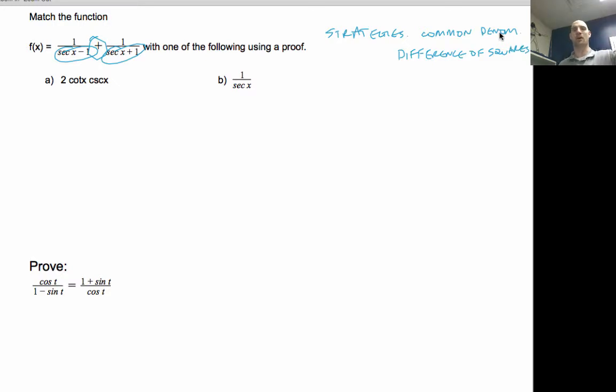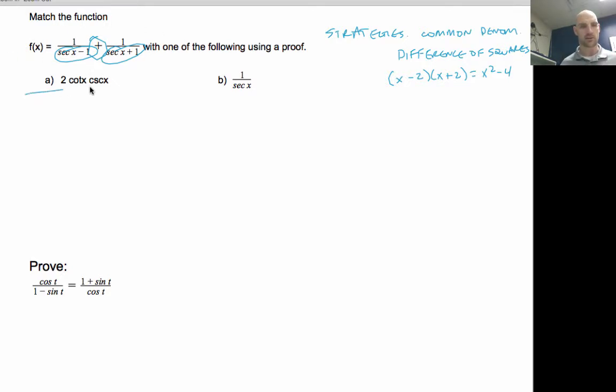I'm just thinking ahead about what's going to happen. And difference of squares looks like this. Let me make it less abstract. x minus 2 times x plus 2 is equal to x squared minus 4, right? So difference of squares means when I multiply the same two terms, but the sign is different between them, I'm going to end up with a difference of squares, meaning something squared minus something squared. So I'm thinking about that.